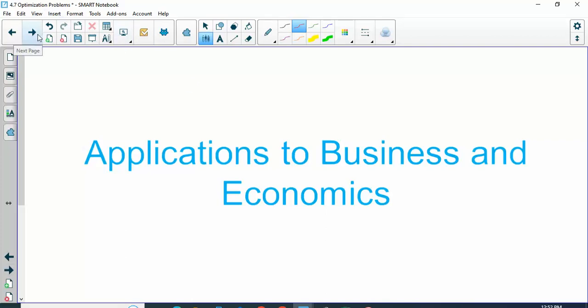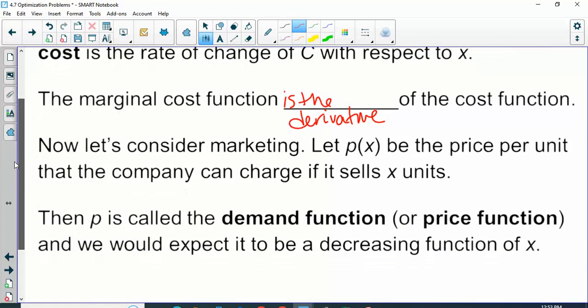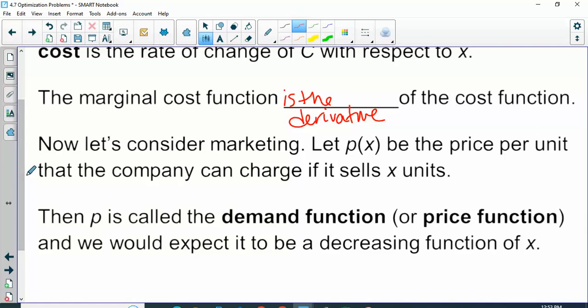So talking about how this relates to business. We have talked before about the cost function, and we know the derivative of cost is marginal cost, right? So the marginal cost, I should say, is the derivative of the cost function. You might fill that in. That tells us how the cost is changing, but we might also be concerned with profit and those types of things.